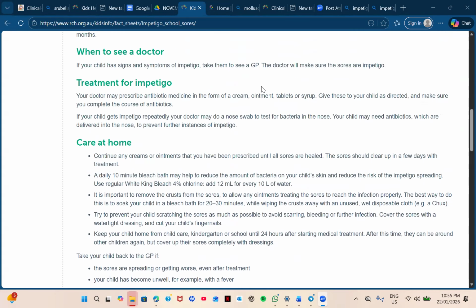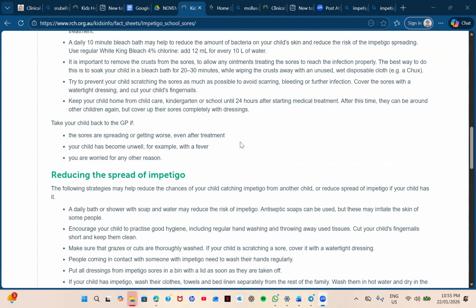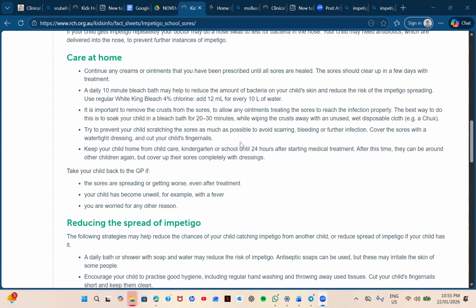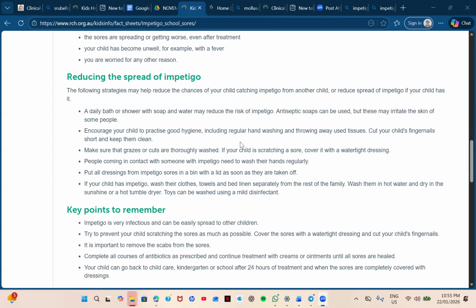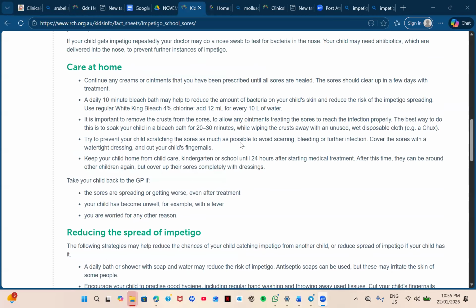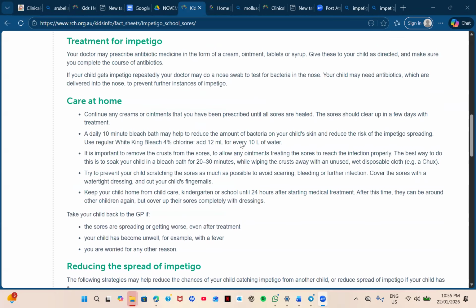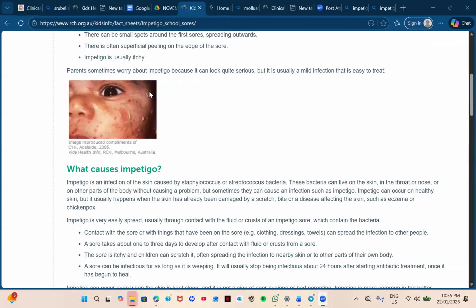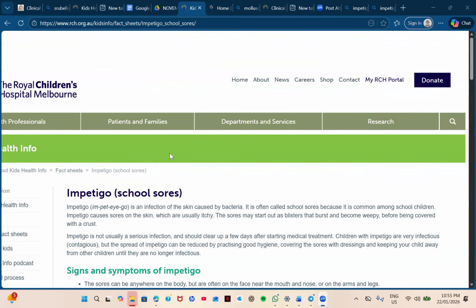This is from RCH. They have clearly mentioned what hygienic measures we can use. Okay, here you can see. That's all for impetigo.